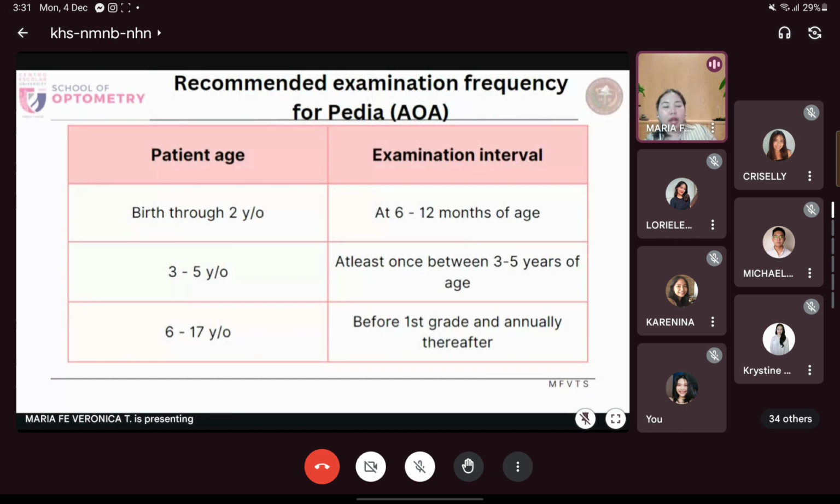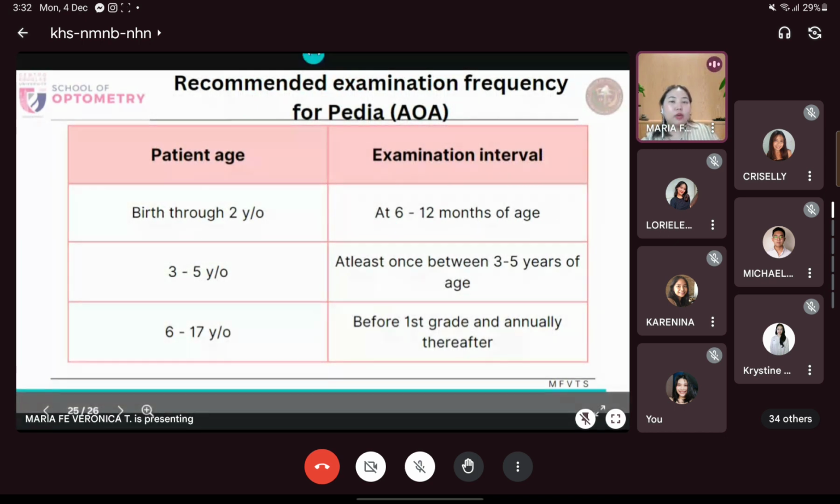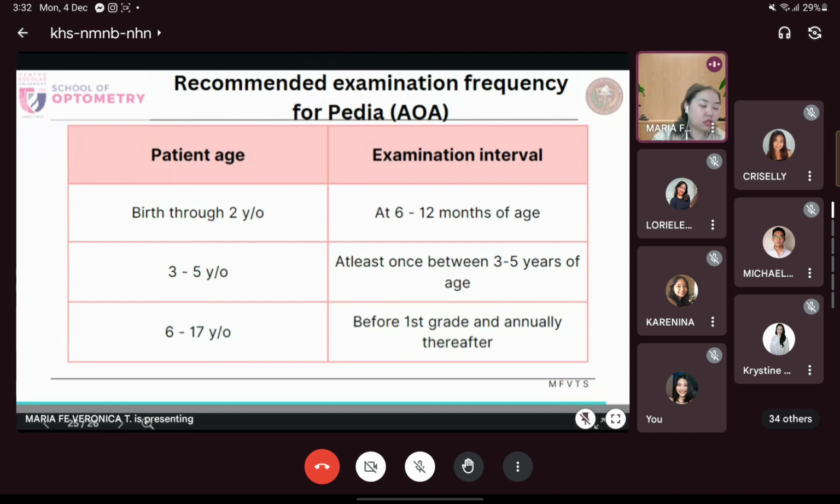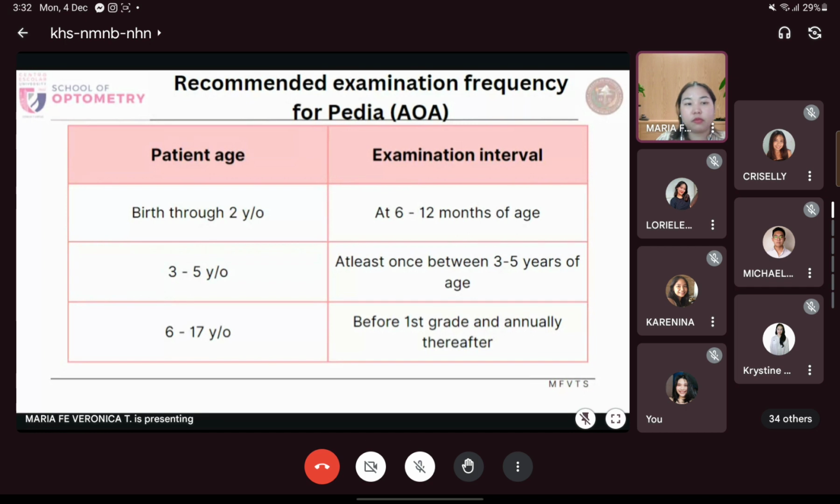Okay, so that's all for our module 8. So, mabilis lang siya. Do you have any questions or any clarifications? Wala naman? No questions?